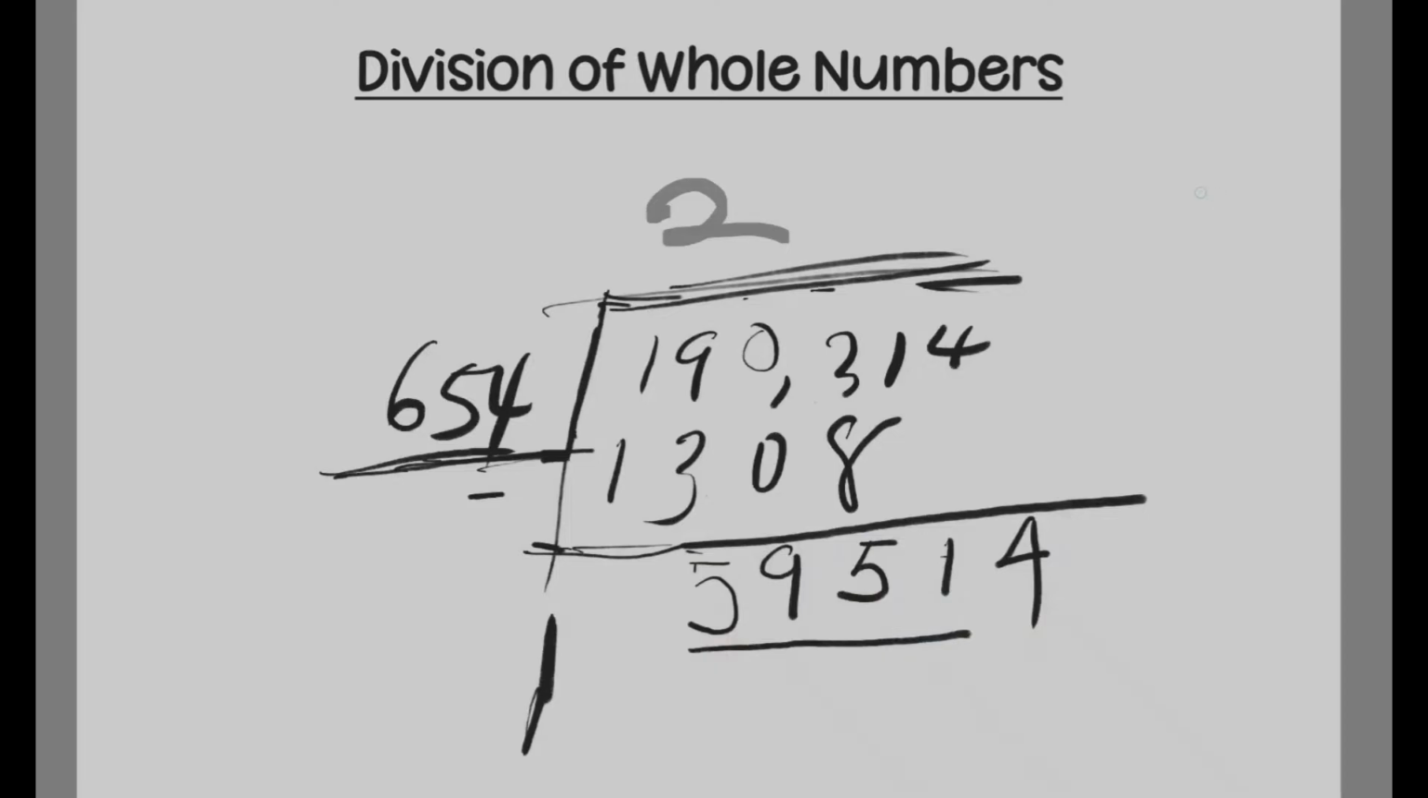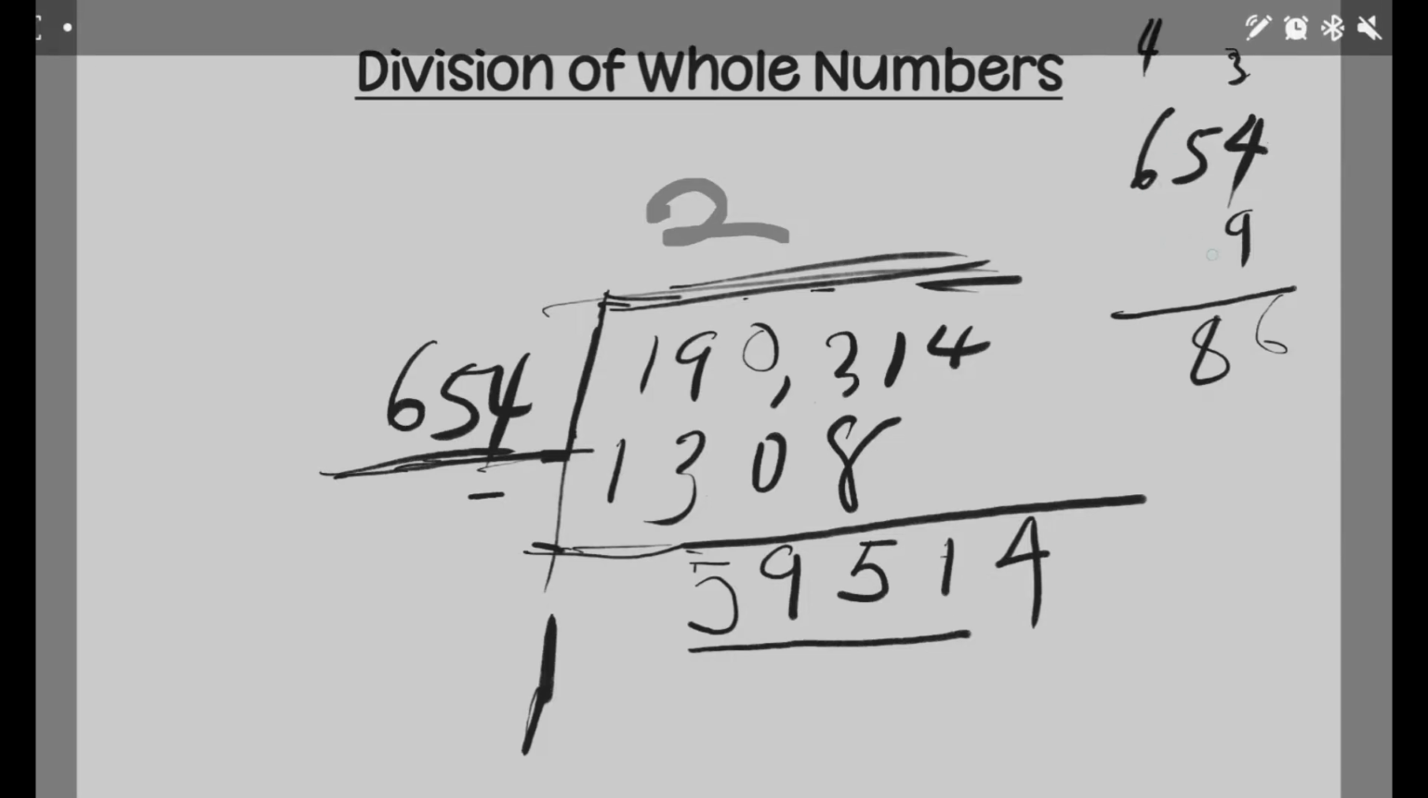Let's use 9. So we'll have 654 times 9. Okay. 9 times 4 is 36. So I'm going to write 6. I'm going to carry 3. 9 times 5 is 45. 45 plus 3 is 48. So I'm going to write 8. I'm going to carry 4.